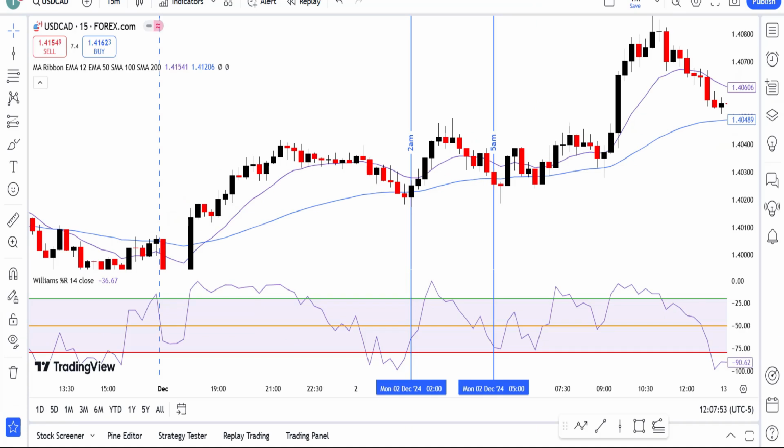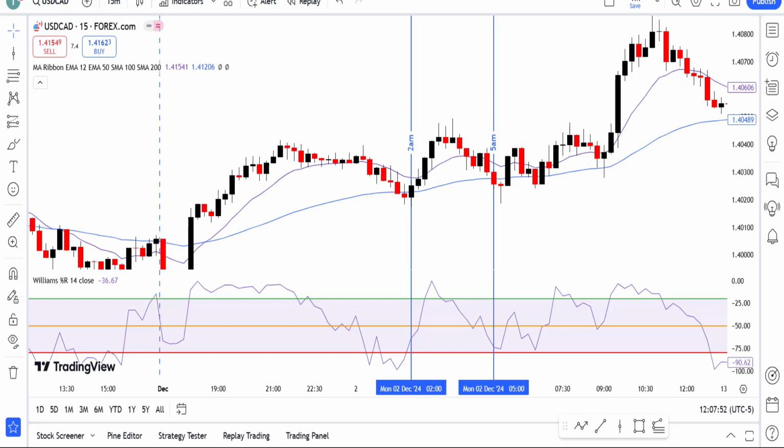On the 15-minute chart, we can see that the 12 EMA is positioned above the 50 EMA, indicating a bullish trend. This means we're looking for potential buy setups. Notice how the market has been trending upward steadily. This is exactly what we want to see before switching to our 5-minute chart.